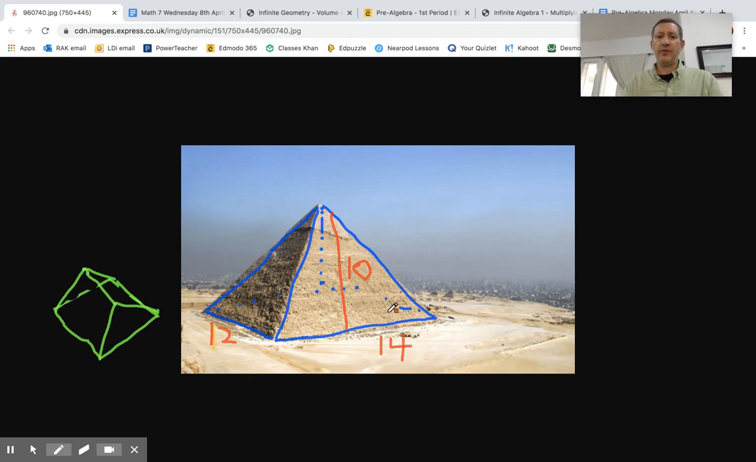So the first thing we would do is have to find the area of the base. How do we find area? Well, what kind of base is this? This is a rectangle. So we do 12 times 14. So the area of the base is just going to be length times width.